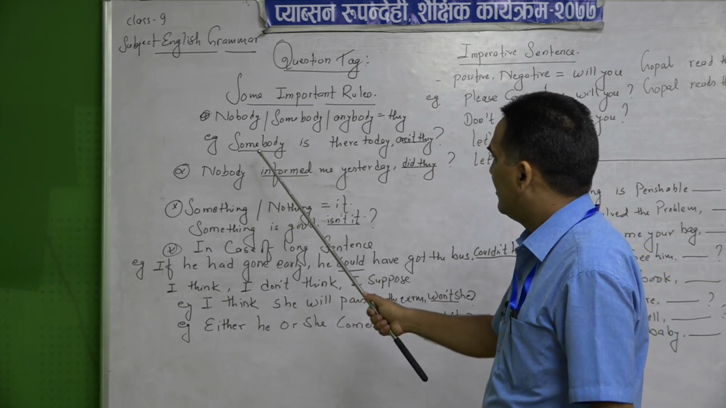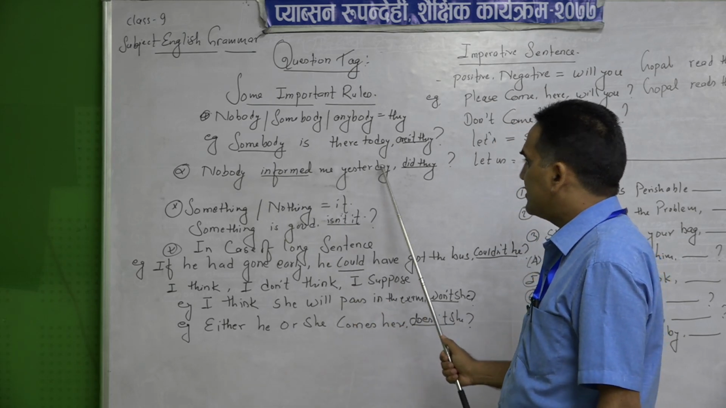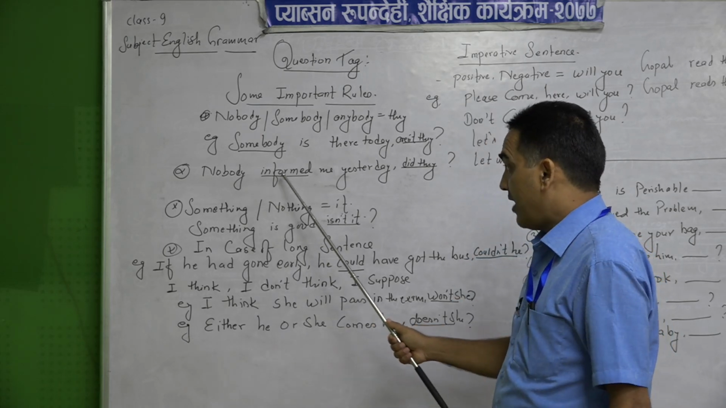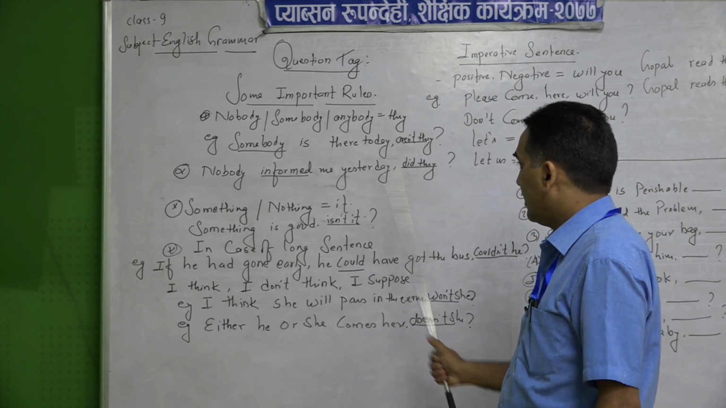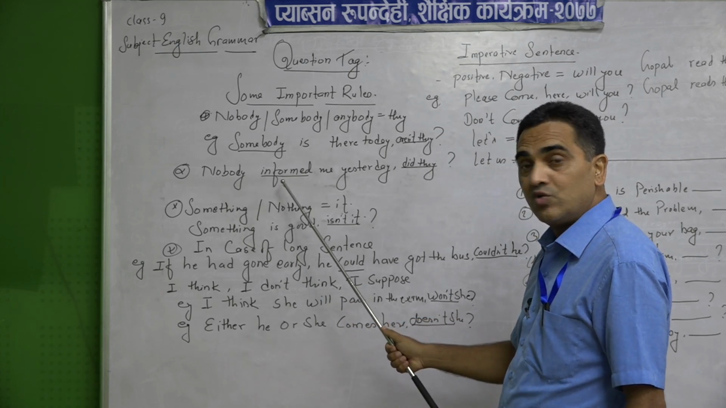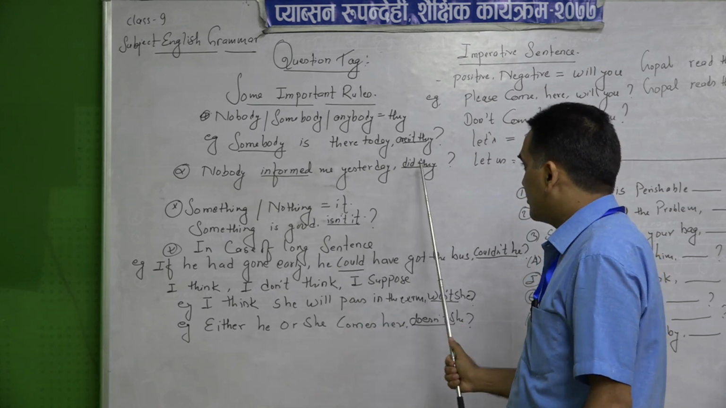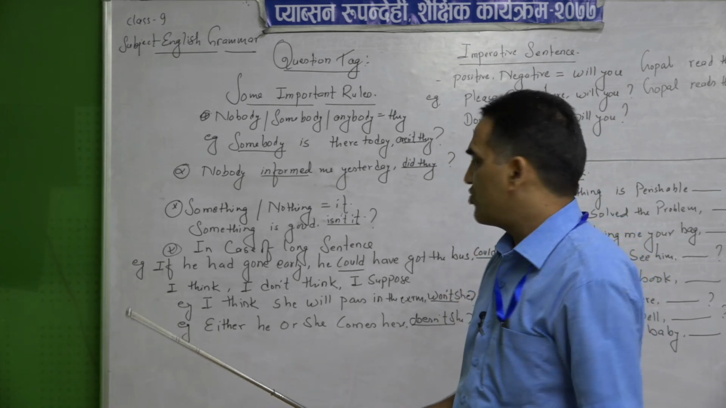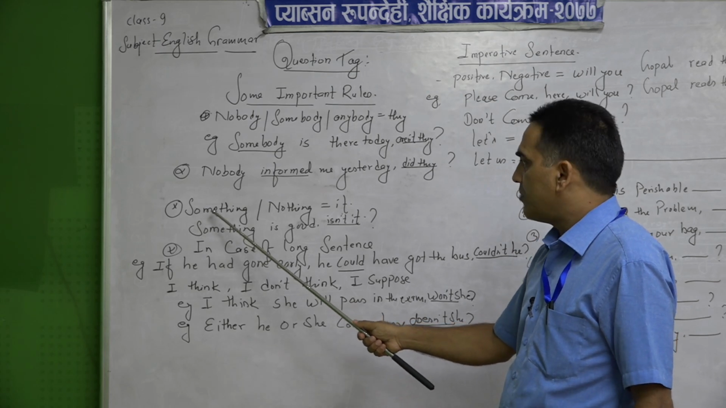Another example: nobody informed me yesterday. The main verb is in the second form, and nobody should be changed into they. When the verb is in the second form, we should write did. The statement is negative, so the tag should be positive: did they?